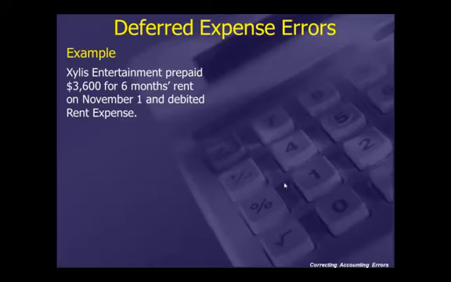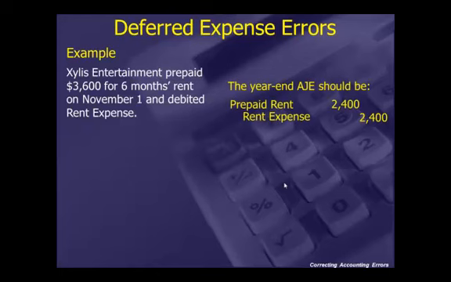Here's our example. Zyla's Entertainment prepaid $3,600 for 6 months rent on November 1st and debited rent expense. So $3,600 divided by 6 is $600 per month. All right, we're looking at November 1st, so we're going to have 2 months, November and December, so 2 times $600 is $1,200.